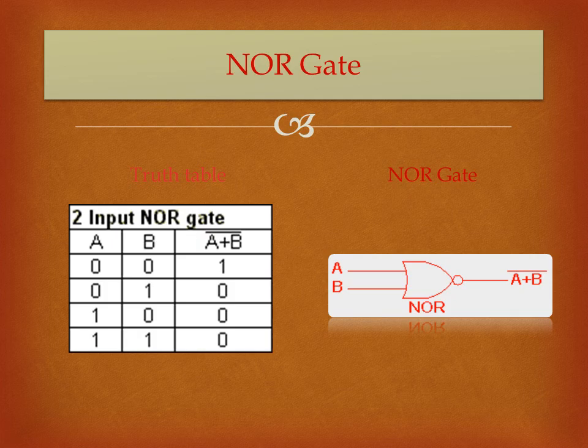The truth table for the NOR gate: the two inputs A, B and the output A plus B whole bar. 0, 0 gives 1; 0, 1 gives 0; 1, 0 gives 0; 1, 1 gives 0. Just imagine and compare with the previous logic processes, so we can easily understand the concept of the AND gate, OR gate, NOT gate and NOR gate.